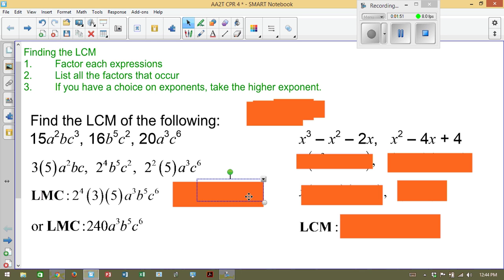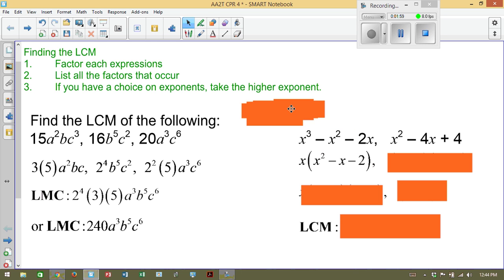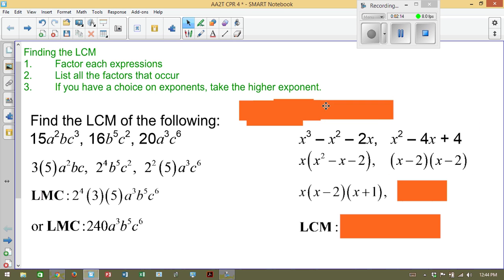On the right-hand side over here, we're going to do the exact same thing. We're going to start off by factoring. Well, this is a trinomial, so we're going to pull out that greatest common factor first. Then we're going to factor what's left into 2 parentheses, and we get an x minus 2 and an x plus 1. Then over here, we're going to factor this last one into an x minus 2 and an x minus 2, which we could write as an x minus 2 all squared.